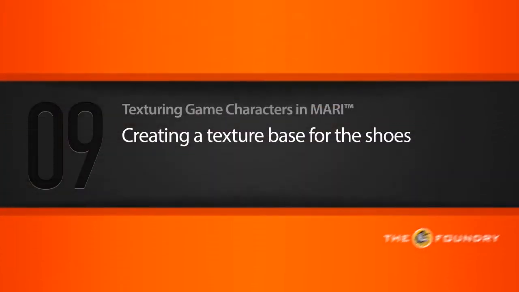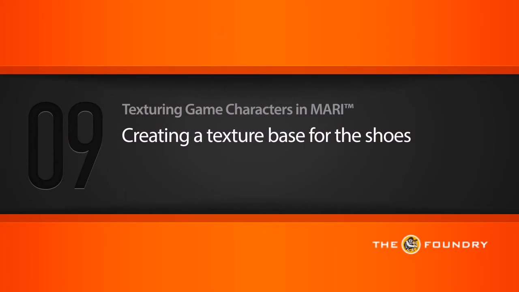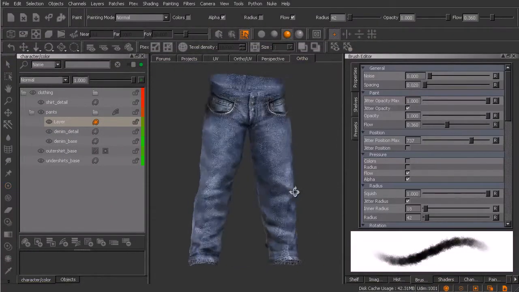In this lesson, we'll lay down a texture base for our character's shoes. All right, fantastic. So this is where we left off in the last lesson. We had wrapped up the pants for the most part here. Now, we will be revisiting the pants when we do a dirt pass over the entire character.